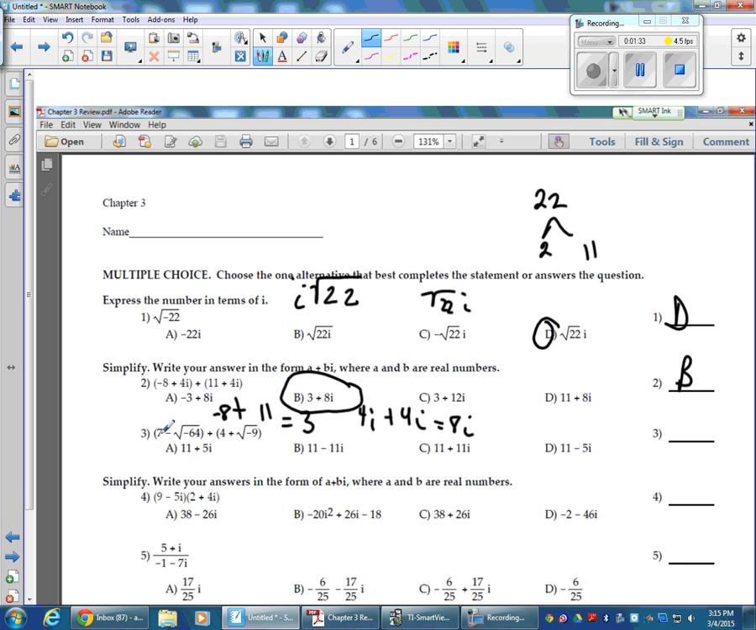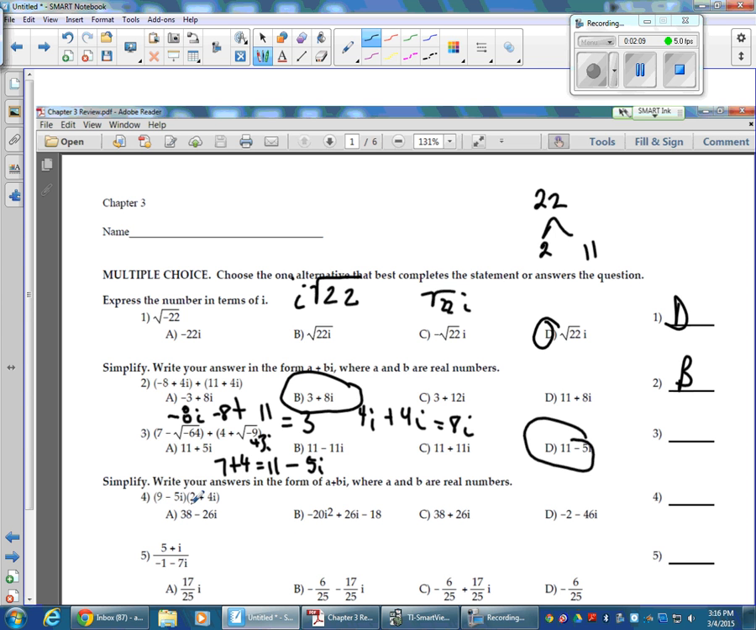Number 3, we're going to combine my like terms. 7 plus 4 would be 11, so the real number part is going to be 11. And then I have minus the square root of negative 64. The square root of negative 64 would be 8i, so minus 8i. And this would be plus 3i, since the square root of negative 9 is 3i. So negative 8i plus 3i is going to make minus 5i. So it should be 11 minus 5i.